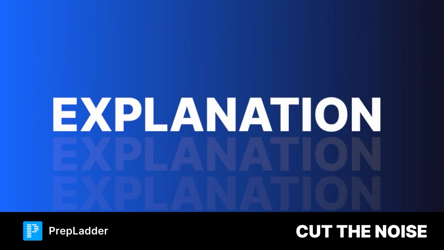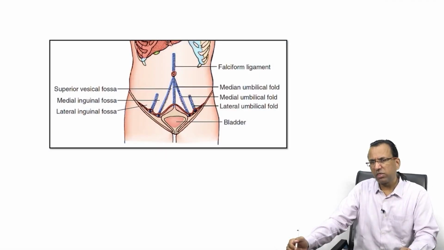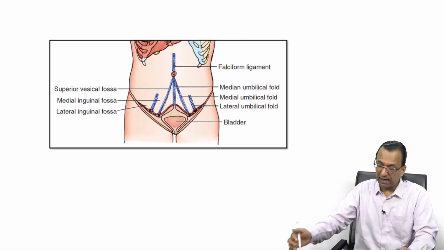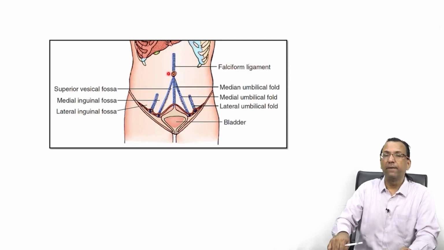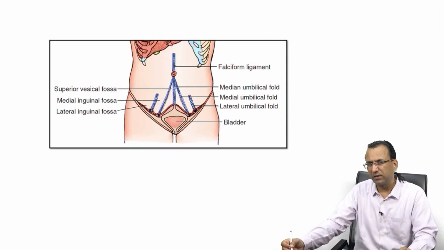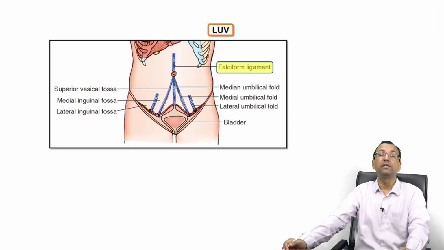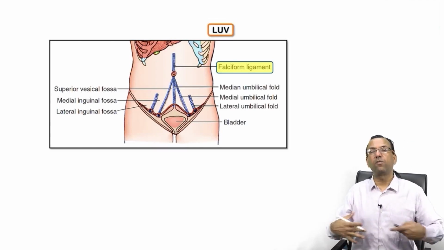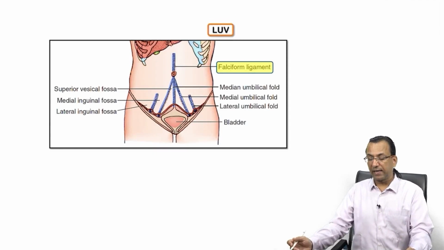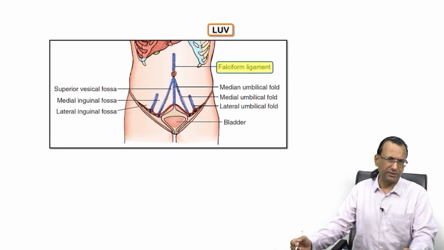Here's the explanation. You will see that on the anterior abdominal wall, you are having a falciform ligament, which is a double fold of the peritoneum coming from the umbilicus region and going towards the liver, carrying the left umbilical vein to the liver. So, falciform ligament is a double fold of peritoneum on the anterior abdominal wall, carrying left umbilical vein to the liver. What is the adult remnant of left umbilical vein?